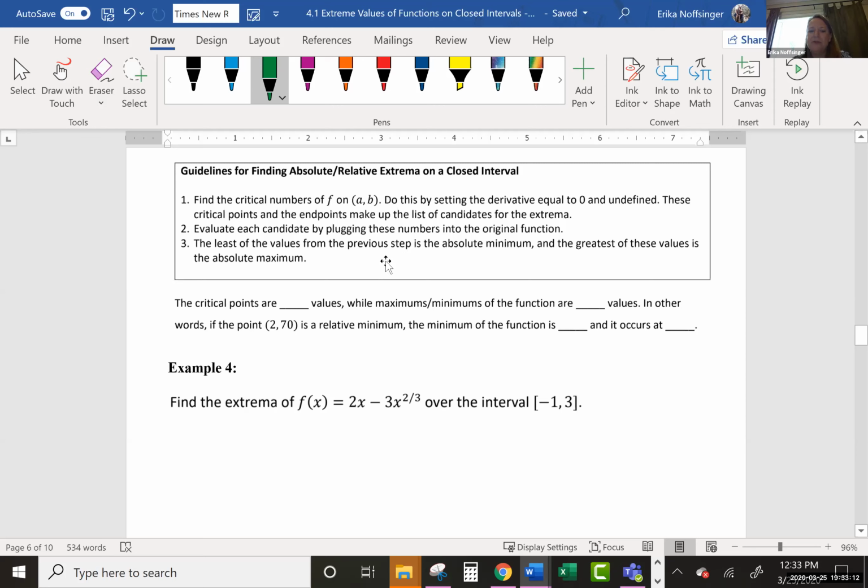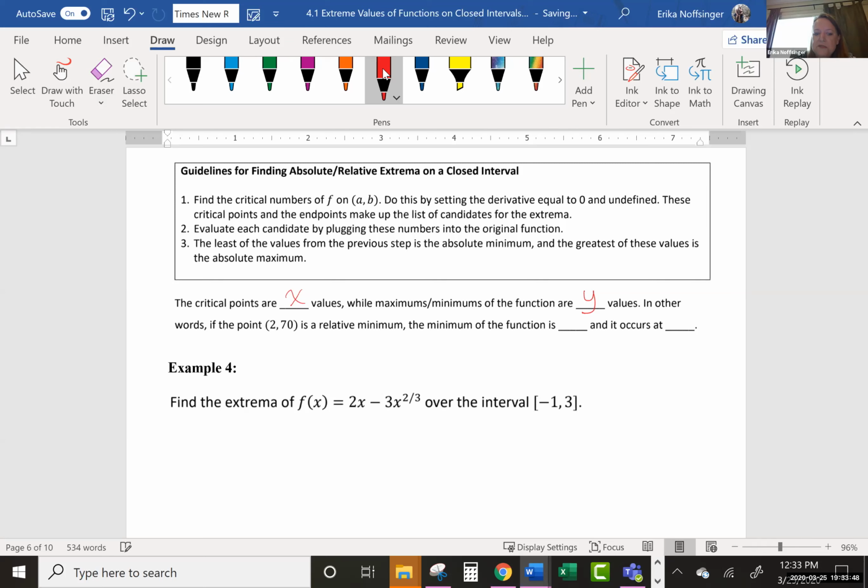Then we evaluate each candidate by plugging these numbers into the original function. The least of these values from the previous step is our absolute min, and the greatest of the values is our absolute max. So critical values are always the x values, while the max and min values of our function are always your y values.